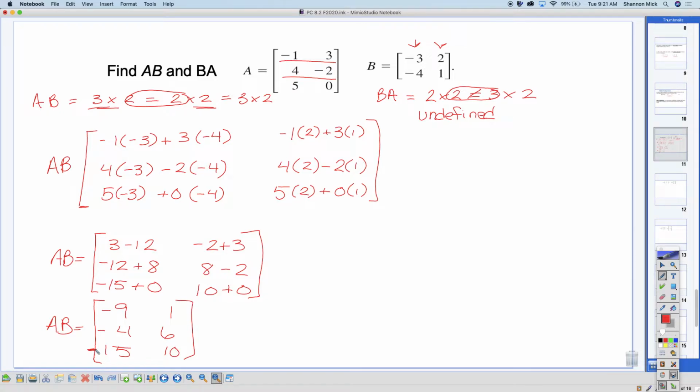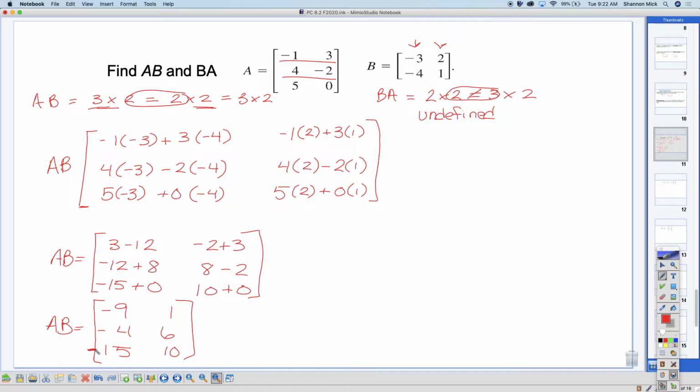That negative's in the box. So it's not overly complicated, is it? But you have to make sure you do row times column, and it's the entire row times the entire column that makes one element.